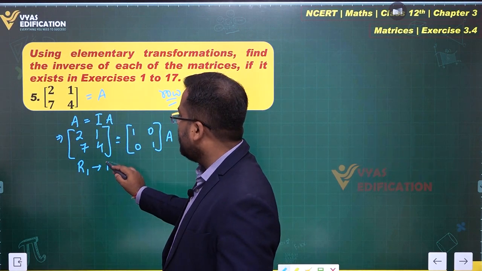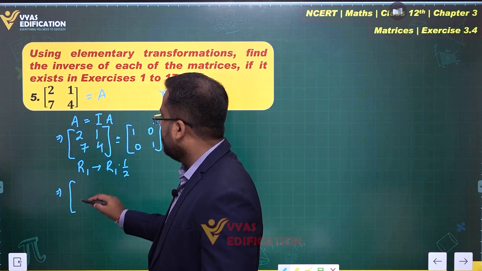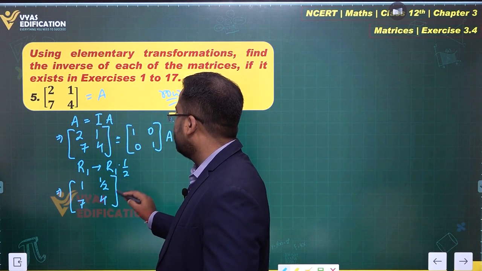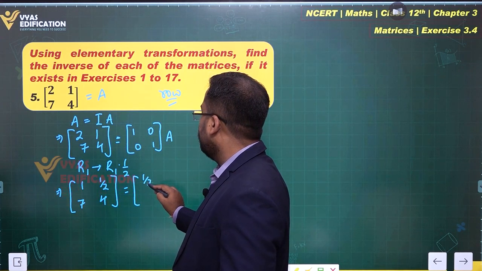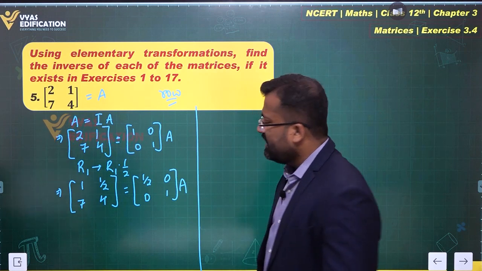R1 will be replaced by R1 times 1 by 2. What will that give me? Row 1, this becomes 1, this is 1 by 2, this 7 and 4 remains as it is. What is that equal to? This is 1 by 2, 0, 0 and 1 over here. I hope that's okay. Yeah, that's pretty simple.